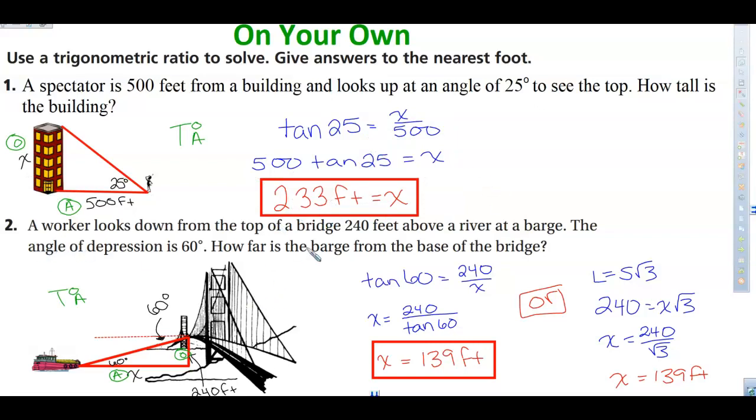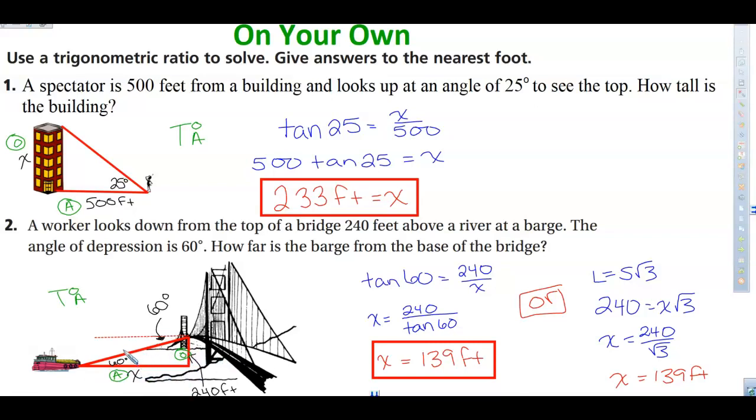For number 2, we have a worker who looks down from the top of a bridge that is 240 feet above the river. So my vertical distance is that 240. The angle of depression is 60 degrees. Remember, the big key here is that the 60 degrees has to go outside the triangle. Switch it up so that the angle of elevation is 60 degrees. I want to know how far the barge is from the base of the bridge. The base of the bridge is the lowest part, so that's going to be our horizontal distance. Here it's our opposite and adjacent side, so we are using tangent.